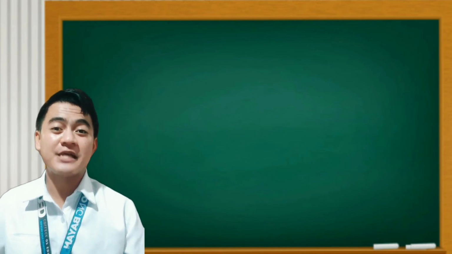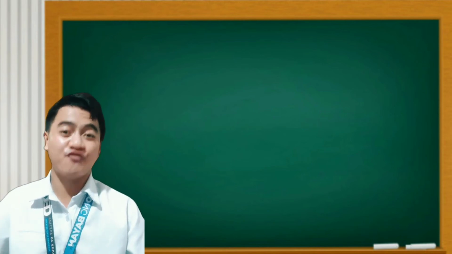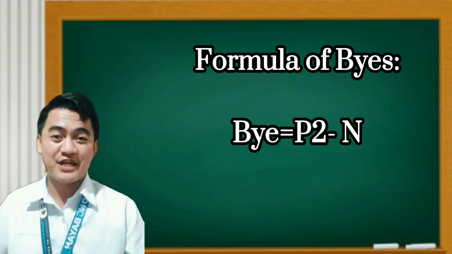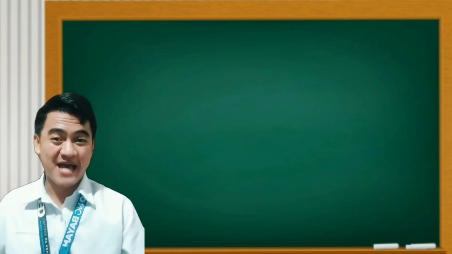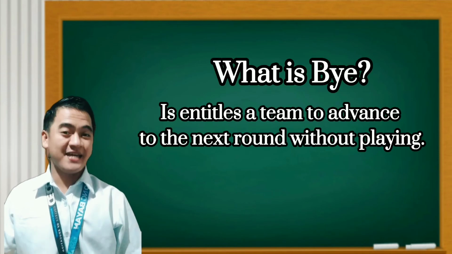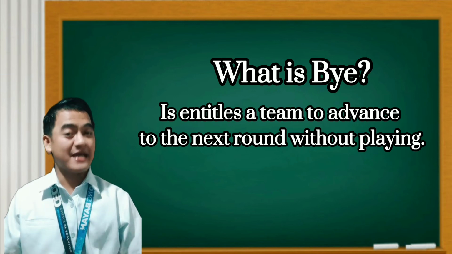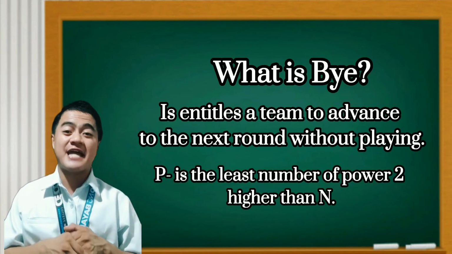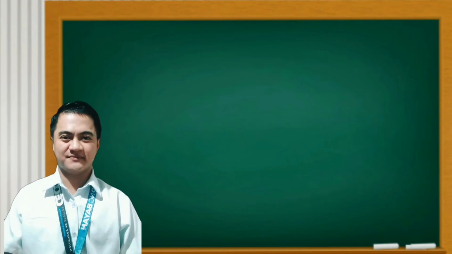Alright, so the next step is to get the number of bye or byes. We are going to use the formula: bye equals P, or power of 2, minus N. But before we start, what is a bye? A bye entitles a team to go to the next round without playing. P is the least power of 2 higher than N, and N is the number of entries.